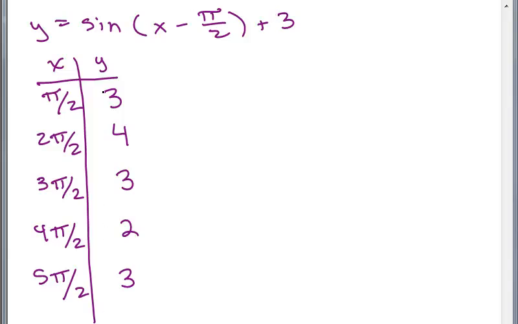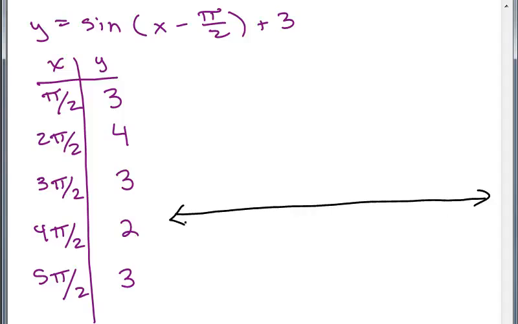And here are our 5 key ordered pairs that we want to graph. So for the x, notice it goes from pi over 2 to 5 pi over 2. All the denominators are 2, so I may as well make every 2 spaces pi, right? What about the y values? The lowest point is 2, the highest point is 4. So this entire graph is above the x-axis. So I'm going to draw the x-axis lower.